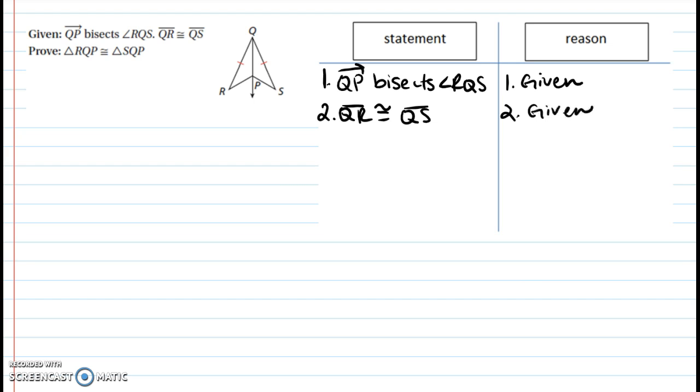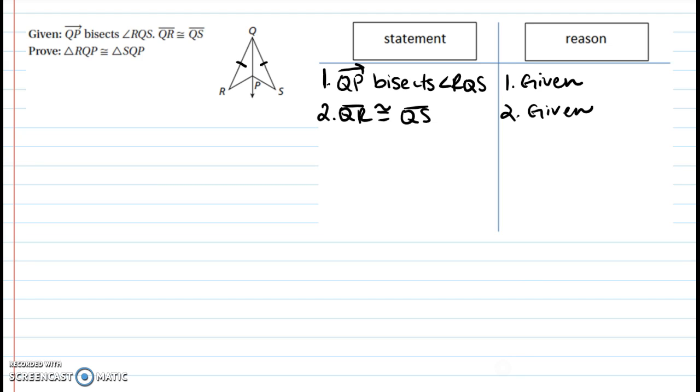I see that that is marked on my figure already, and so I'm just going to go back in and remind myself that those are congruent side lengths. I'm trying to prove that triangle RQP is congruent to triangle SQP, and so I need to start thinking about some other parts of these triangles that I can prove are congruent.